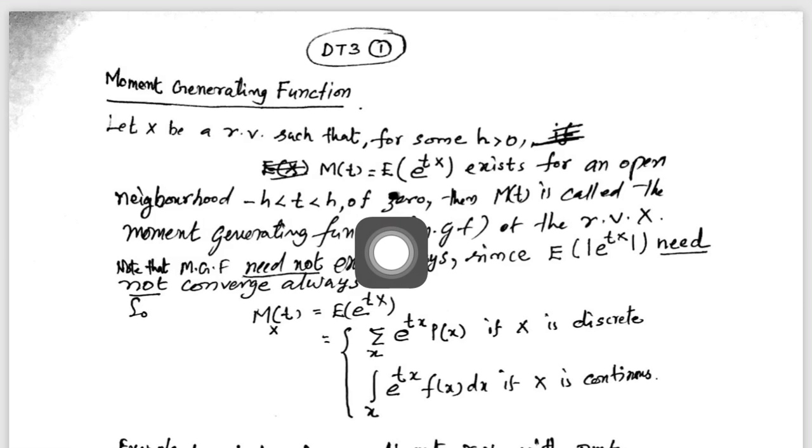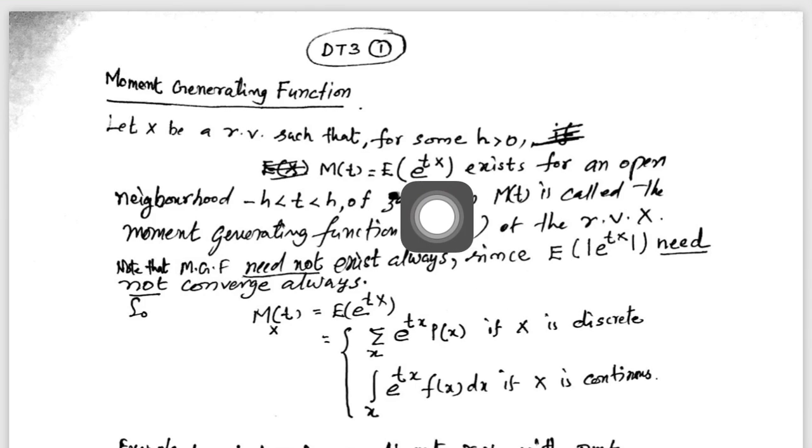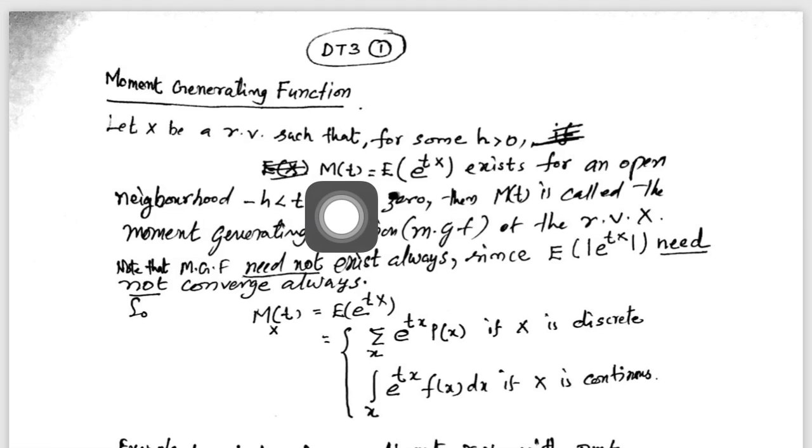And this MGF is said to exist only if expectation of modulus of e to the power of tx exists. If expectation of modulus of e to the power of tx does not converge, then expectation of e to the power of tx, that is m of t, is said to not exist. That means the moment generating function cannot exist always. Sometimes it need not exist.